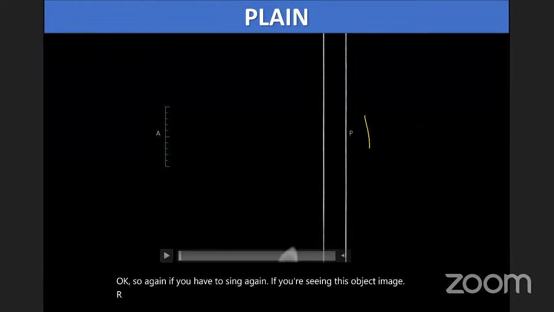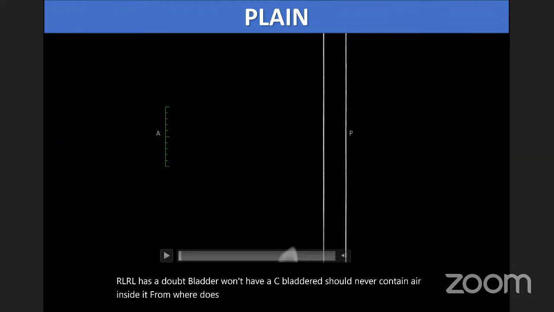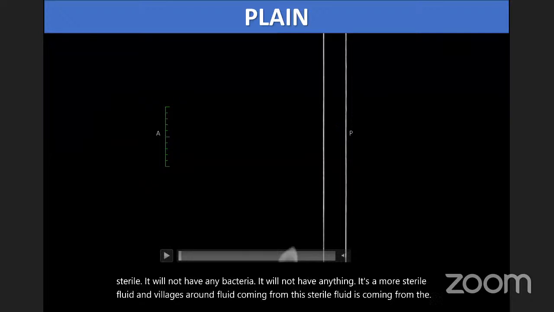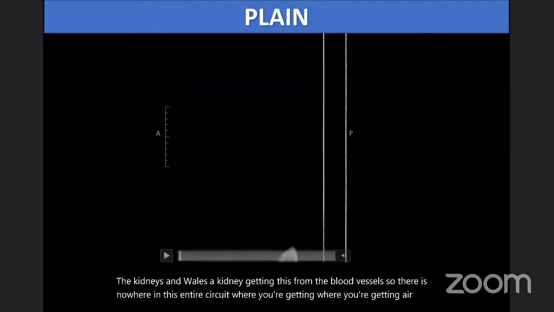RL has a doubt: bladder won't have air. See, the bladder should never contain air inside it. From where does the bladder get air? The bladder contains the most sterile fluid. It will not have any bacteria, it will not have anything. And where is this sterile fluid coming from? This sterile fluid is coming from the kidneys. And where is the kidney getting this from? From the blood vessels. So there is nowhere in this entire circuit where you get air inside it. So the bladder should never have air.